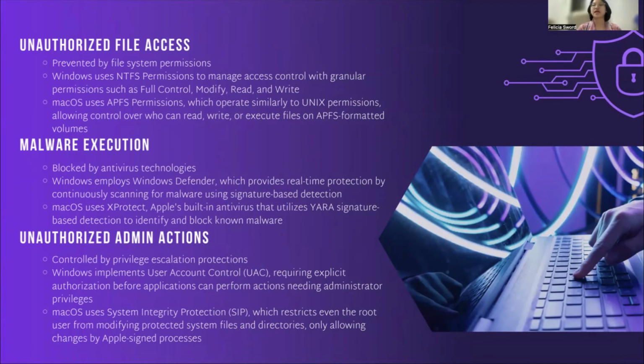Let's start with unauthorized file access. This occurs when attackers attempt to access files without permission. Both operating systems prevent this through file system permissions. Windows uses NTFS permissions with access control lists that specify which users can access files and what actions they can perform, like read, write, or modify. Mac OS uses APFS permissions with Unix-style permissions and POSIX access control lists, featuring built-in encryption with AES-XTS. Both create the first line of defense against unauthorized data access.